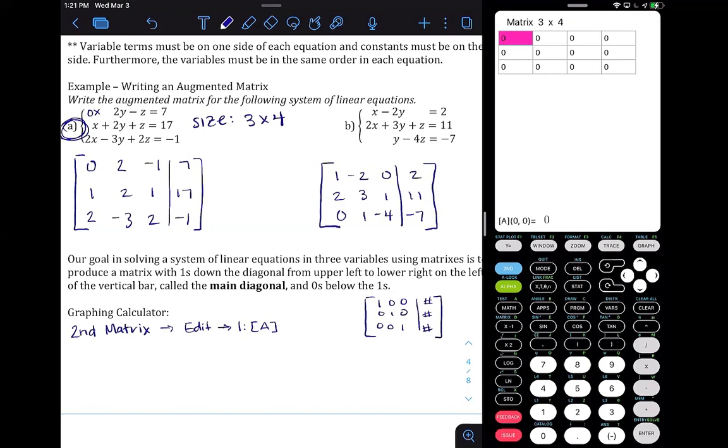And now we're going to type these in. So just going straight across: 0, enter, 2, enter, -1, enter, 7, enter. 1, enter, 2, enter, 1, enter, 17, enter. 2, enter, -3, enter, 2, enter, -1. Once you have that, hit second quit.